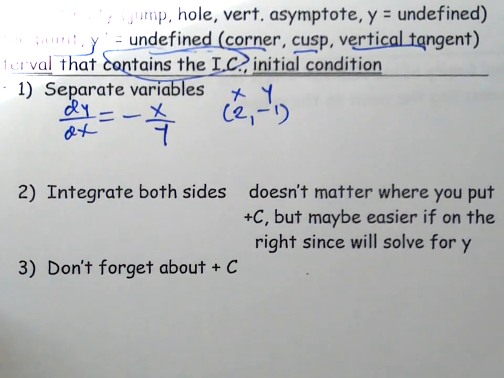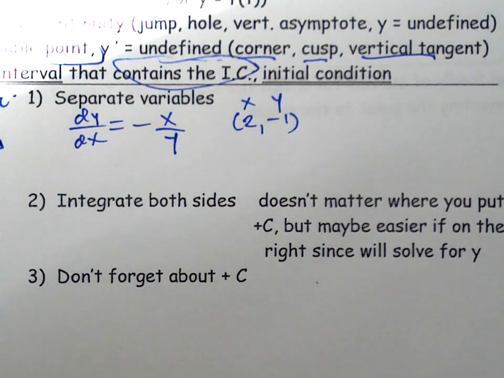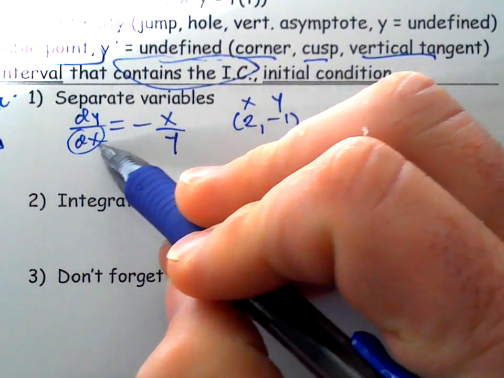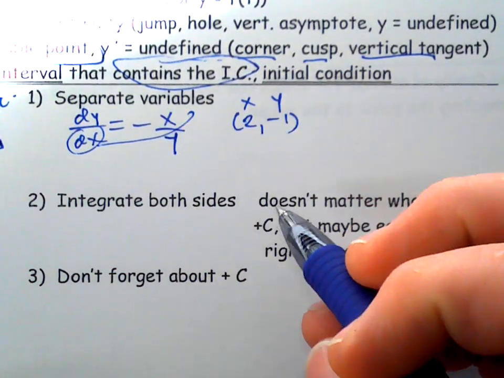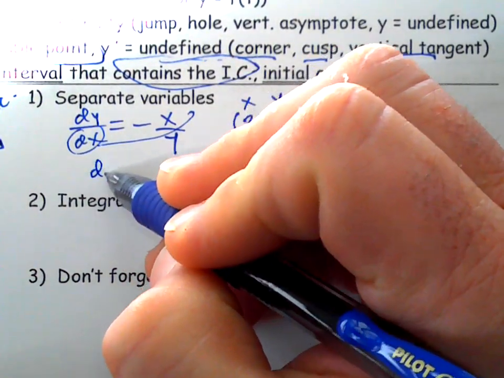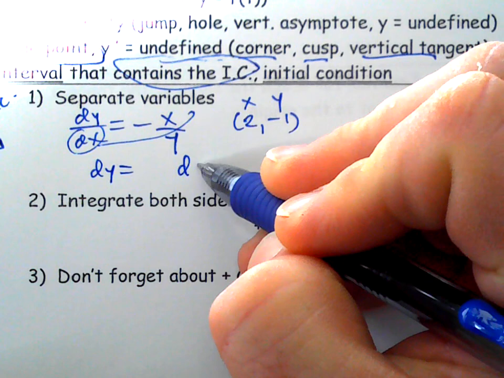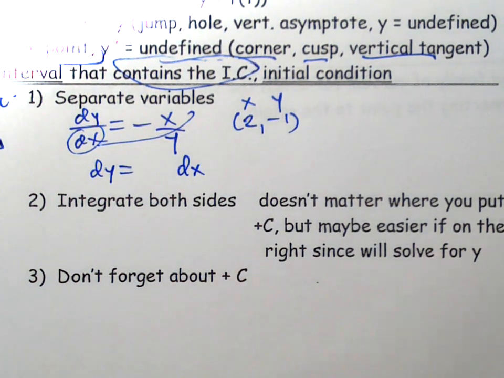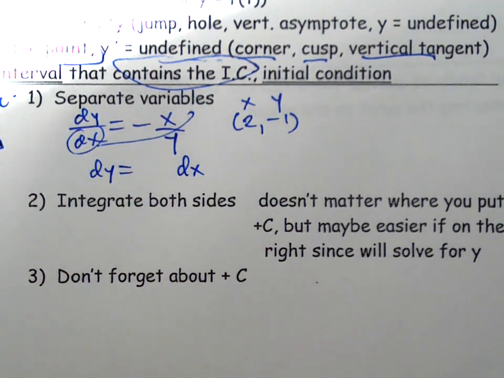And so let's separate the variables. Usually you do that by multiplying or dividing both sides. We definitely want the dx to be over here, so we're going to actually break up the dy/dx. So dy is over here, dx is over here. We want all the x's to be with dx and the y's to be with dy. That's what separating the variables means.